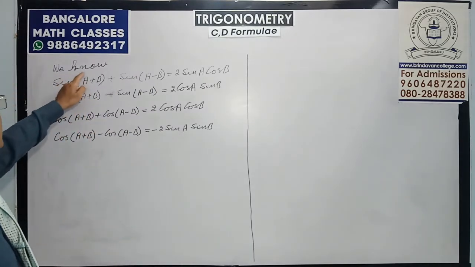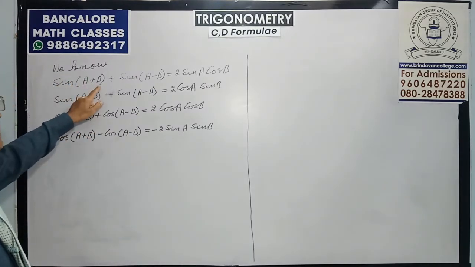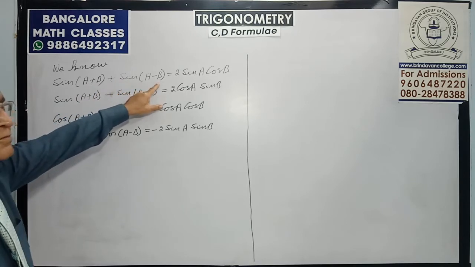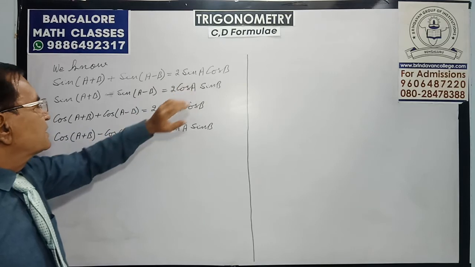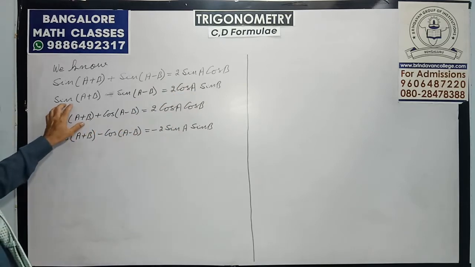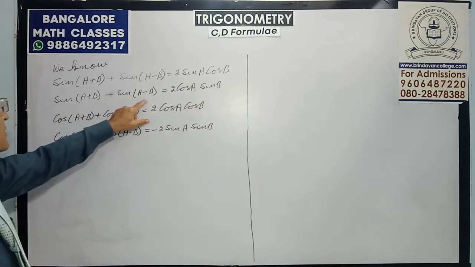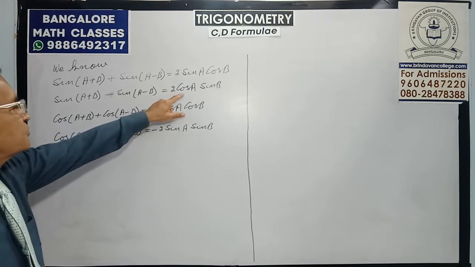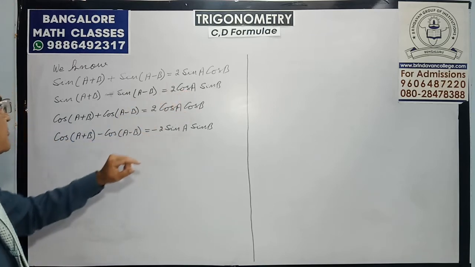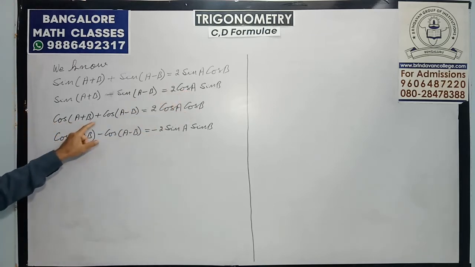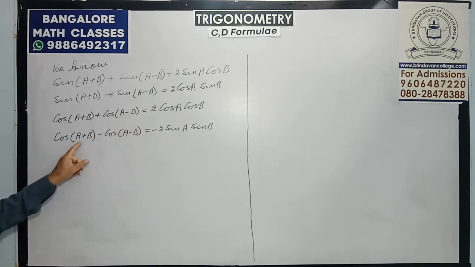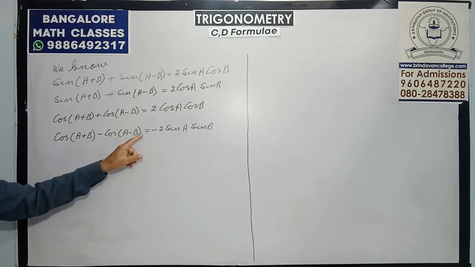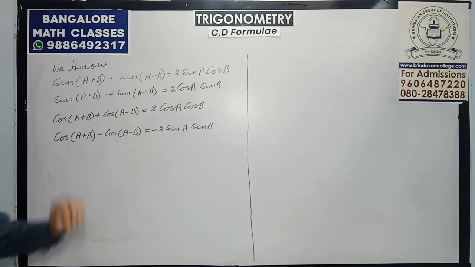Now we have already done these identities: sin(A+B) + sin(A-B) equals 2 sin A cos B. Sin(A+B) - sin(A-B) is 2 cos A sin B. Cos(A+B) + cos(A-B) is 2 cos A cos B. Cos(A+B) - cos(A-B) is minus 2 sin A sin B.